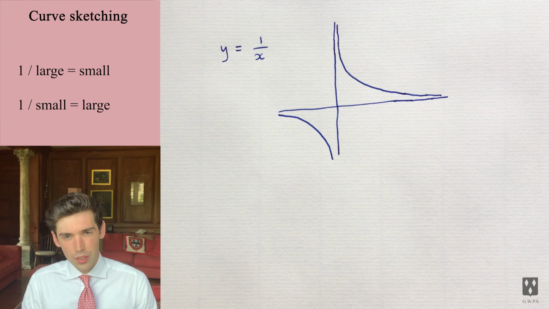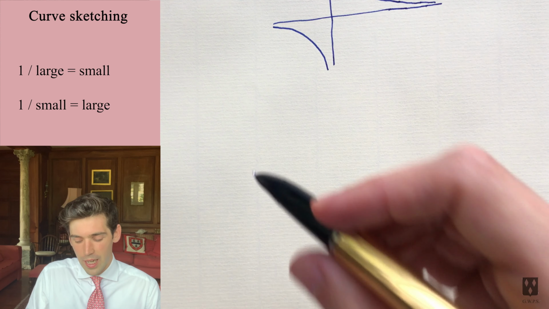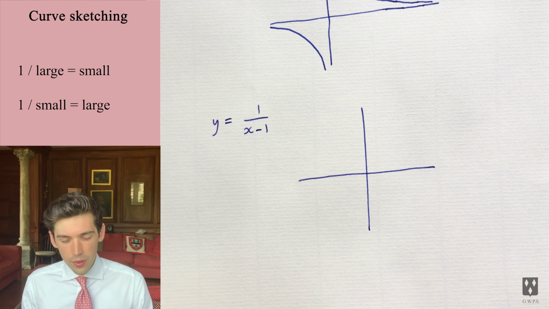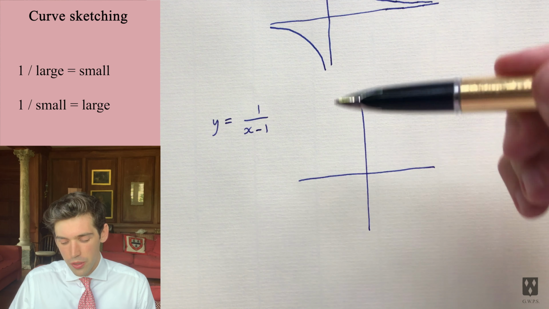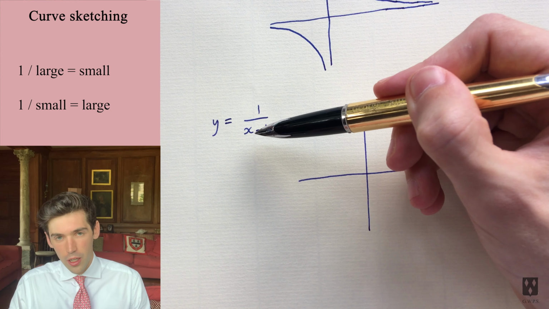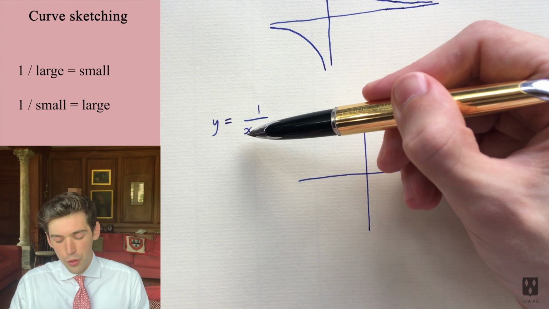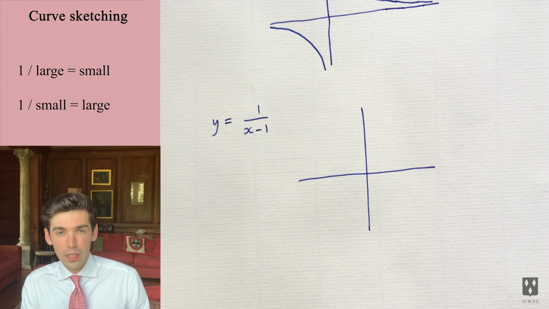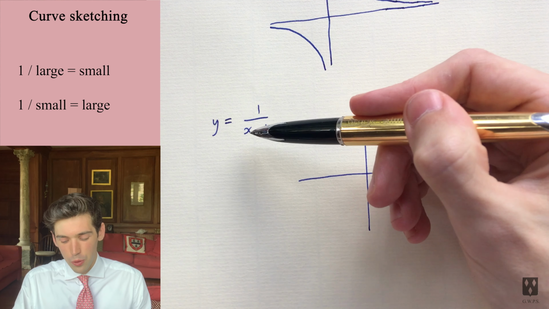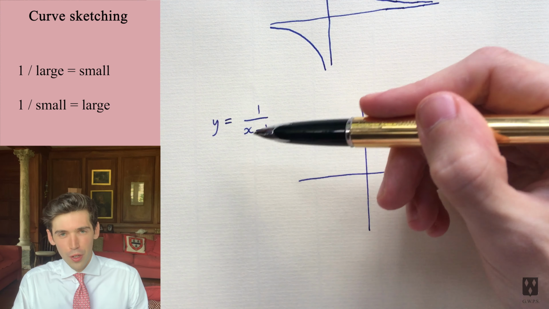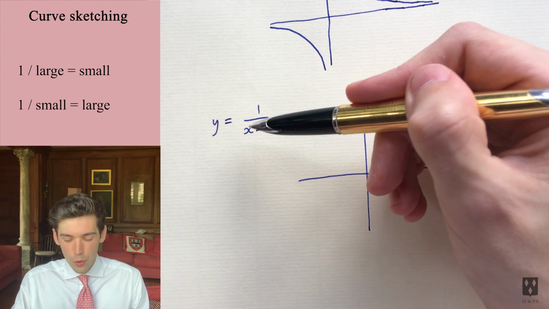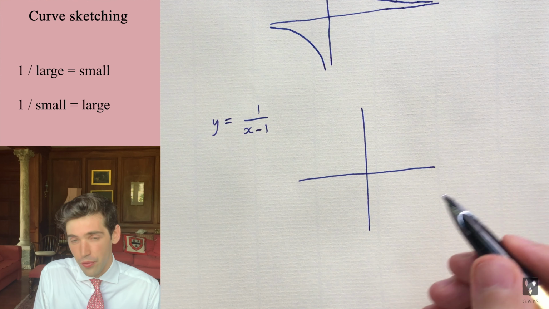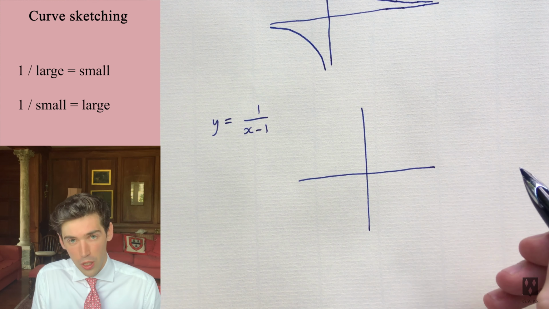And from this, I want to consider what happens when we have 1 over x minus 1. And the thing about this is, like before, if you consider what happens when x gets very large, you actually have 1 over a large number minus 1. And a large number minus 1 is still a very large number. So if this was 1,000,000, you'd still have 1 over almost 1,000,000. Even if it was 100, you still have 1 over 99, which is very small. So it doesn't actually change the behavior in the long run for large x.